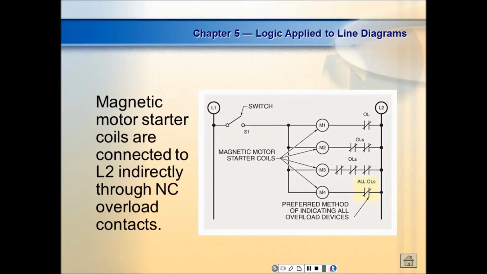So this is true. The only thing that's allowed between L2 and the load is overload. Motor starter coils are connected directly to L2 through a normally closed overload contact. And this is the only thing that we're allowed to draw between the load and L2. Anybody know why?